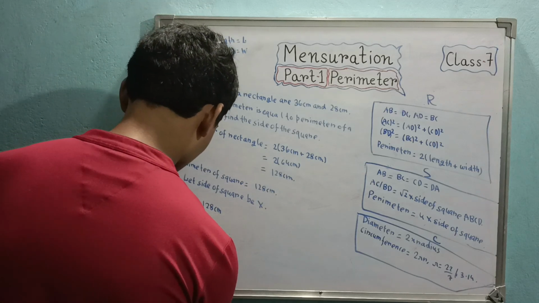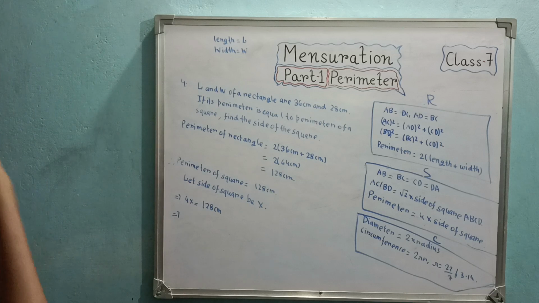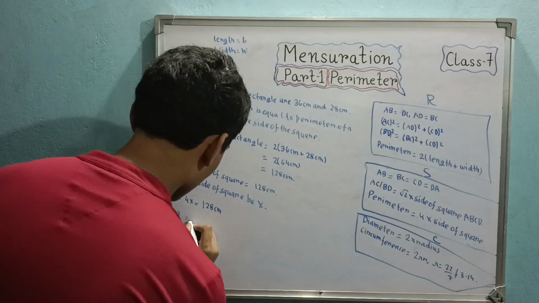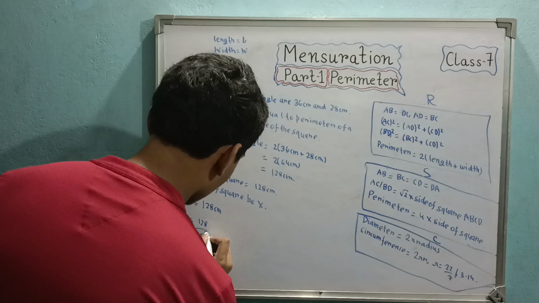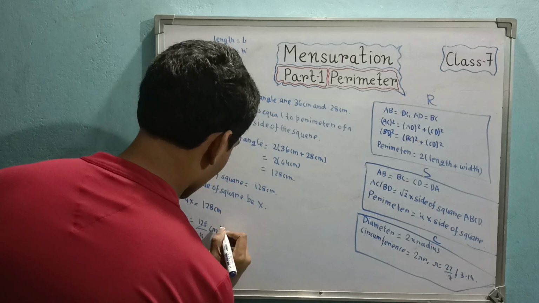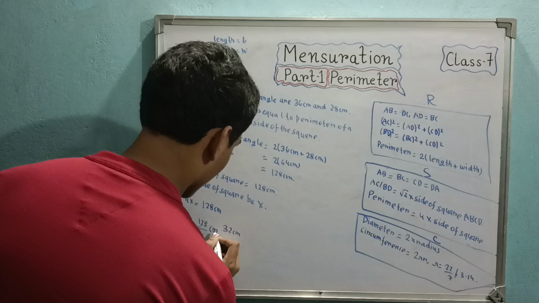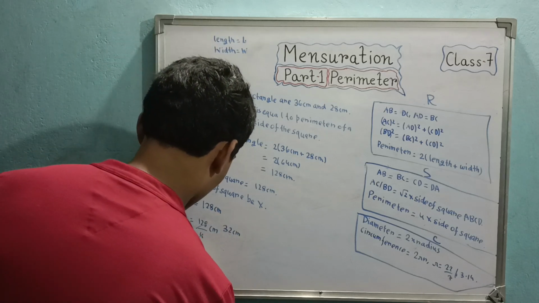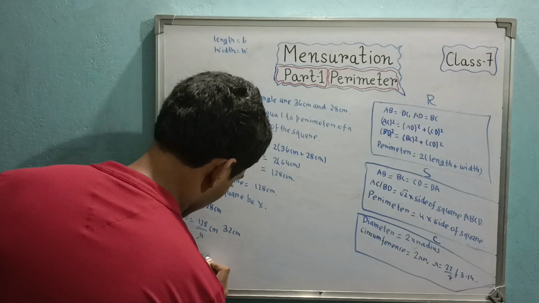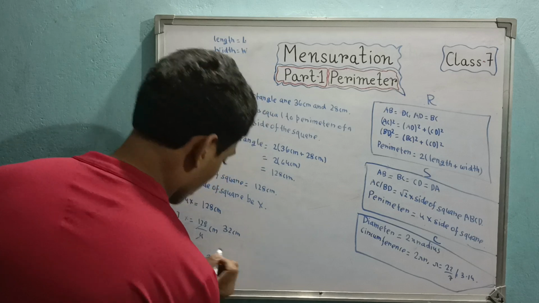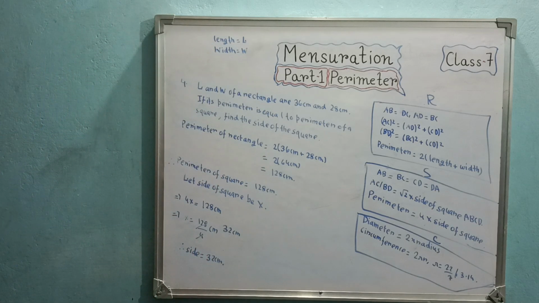See, they frame the questions in a logical manner so that we can solve them satisfactorily. Okay. So x will be equal to 128 by 4 centimeter. And this is nothing else but 32 centimeter. The side is equal to 32 centimeter. Actually, I think it's an easy question first off.